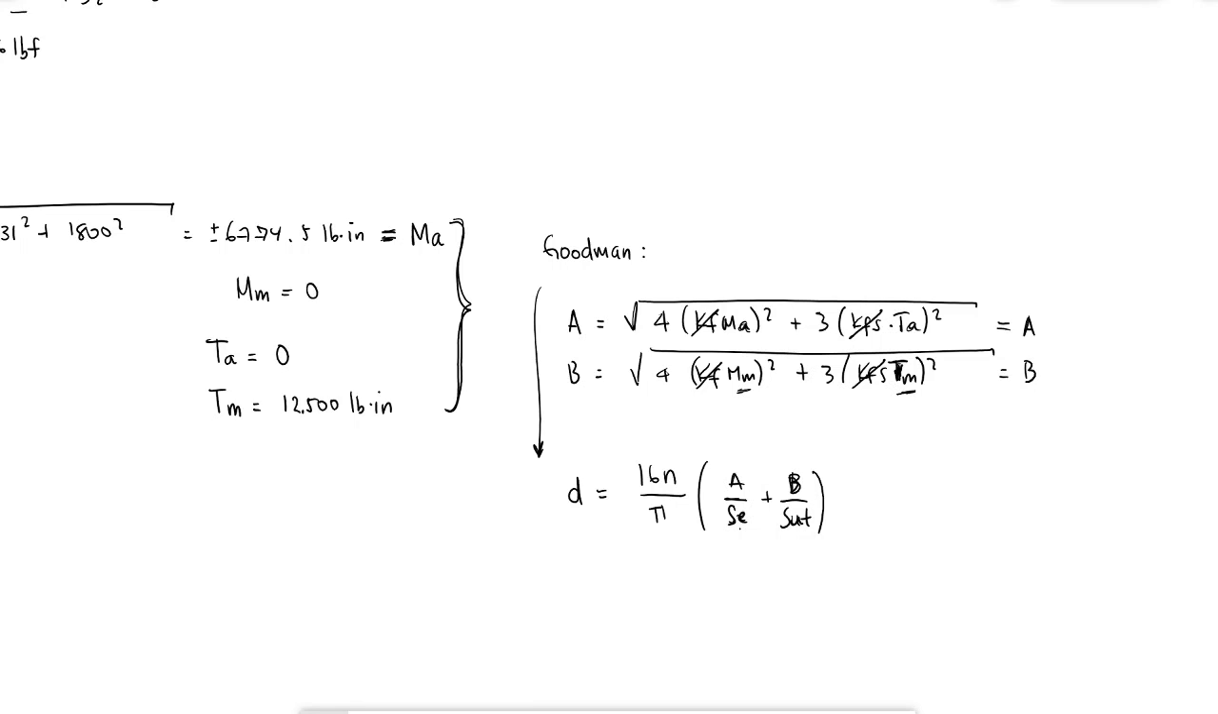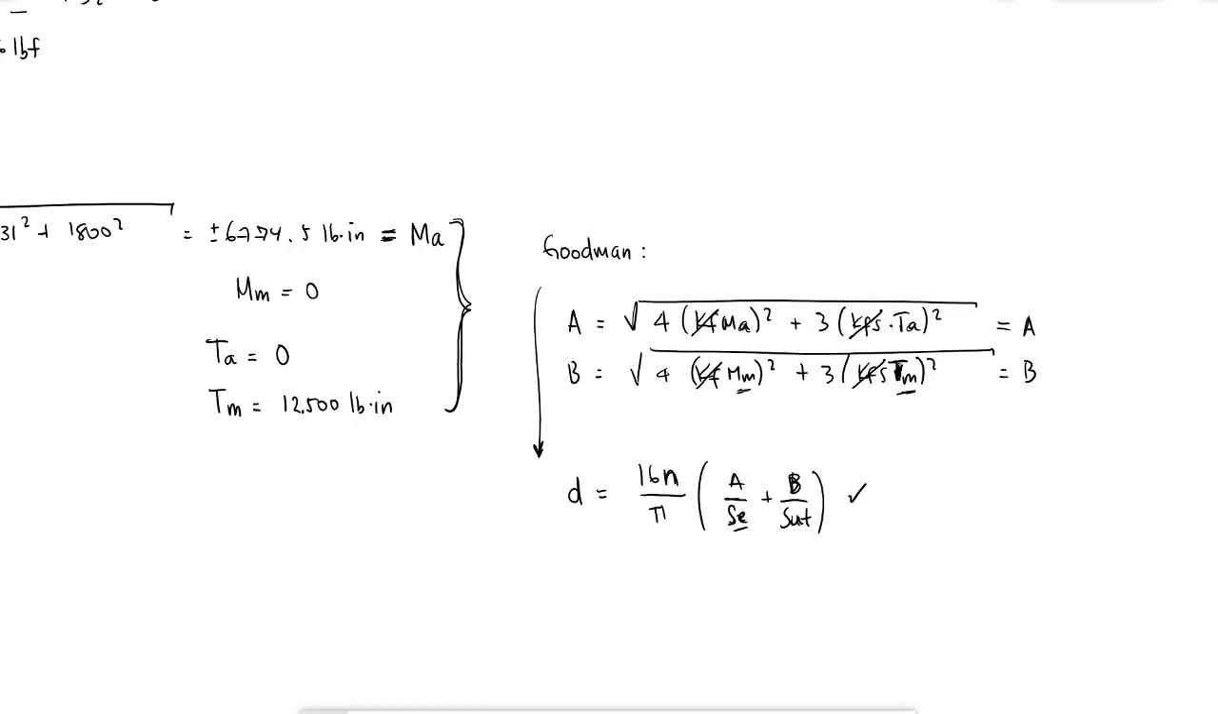You can find SUT, you can calculate the Marin factors for SE. You already have A and B based on everything that we just did, and then you can select the factor of safety of 2 or something so that you know what your D, diameter of the shaft, is. Okay, and we're done with the shaft.